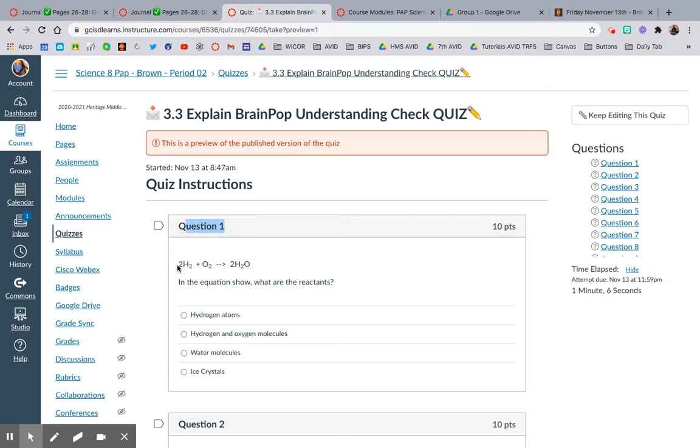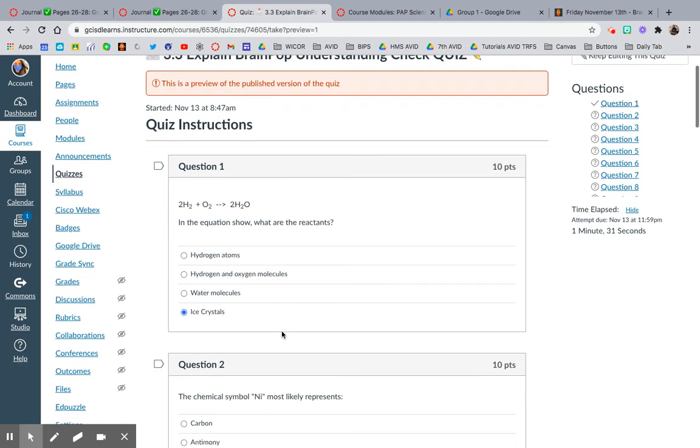Question 1 says 2H2 plus 2O2 yields 2H2O. In the equation shown, what are the reactants? Are they hydrogen, hydrogen and oxygen, water, or ice? Which one are the reactants? One side is the reactants and one side is the products, which is which?